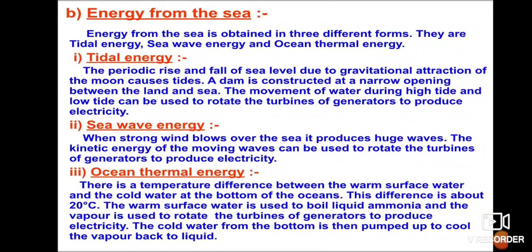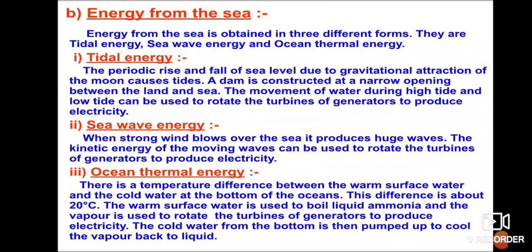Next, sea wave energy. When strong wind blows over the sea, it produces huge waves. The kinetic energy of the moving waves can be used to rotate the turbines. The huge waves have high kinetic energy. That kinetic energy is used to rotate the turbines of generators to produce electricity. That is called sea wave energy.